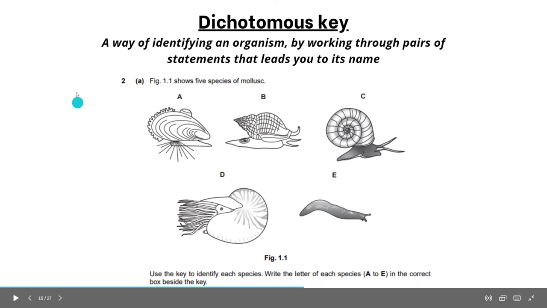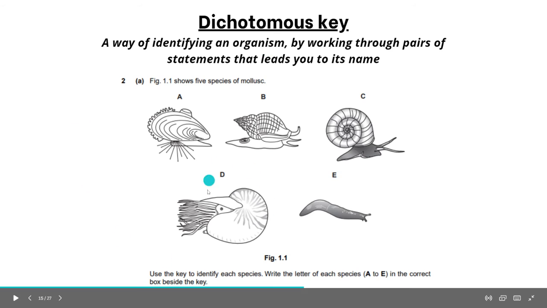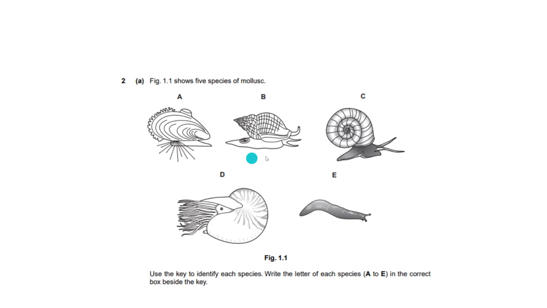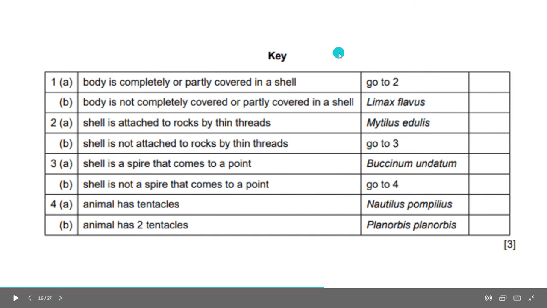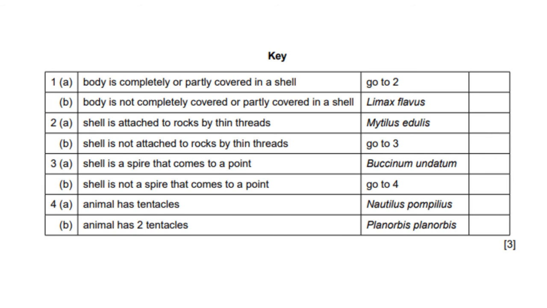Okay, a very interesting part of this chapter is the dichotomous key. This is a way of identifying an organism by working through pairs of statements that lead you to its name. Here we can see some pictures. I basically took it from a past paper question. Here they showed five species of mollusk. And here we have a table. So looking at the table, we have to identify the organism.